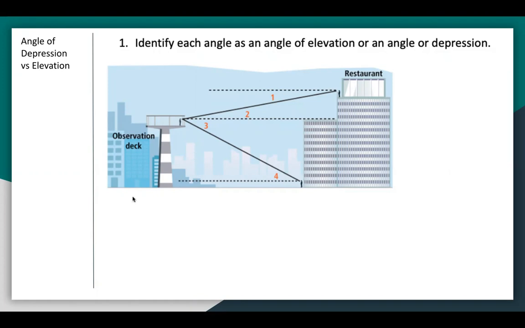All right, looking at this, let's start with angle 1. And what we can say is, well, I have this horizon line or this horizontal line right here. And the object in the line of sight is this person. This person up here at the restaurant is looking at the person on the observation deck. And so this angle right here is below the horizon line. Thus, this is an angle of, I'm just going to say AOD for angle of depression, and then AOE for angle of elevation. So because this is below the horizon line, this is an angle of depression.